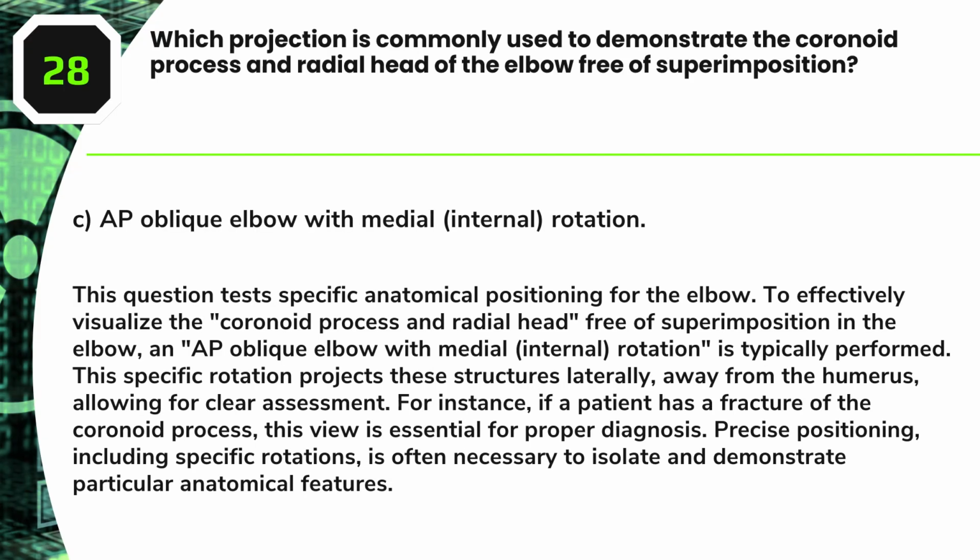Answer: C. AP oblique elbow with medial, internal, rotation. This question tests specific anatomical positioning for the elbow. To effectively visualize the coronoid process and radial head free of superimposition in the elbow, an AP oblique elbow with medial, internal, rotation is typically performed. This specific rotation projects these structures laterally, away from the humerus, allowing for clear assessment.